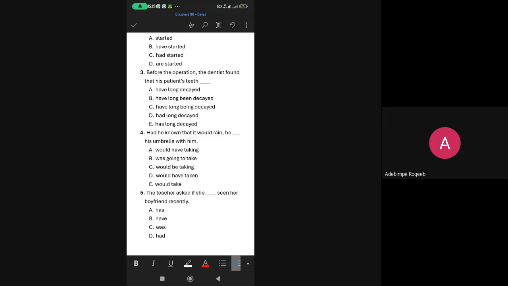We got to the hall after the play dash. A is started. B was starting. C had started. And D has started. And E would start. Which of those options is correct? Had started. So the right option to that question is had started.